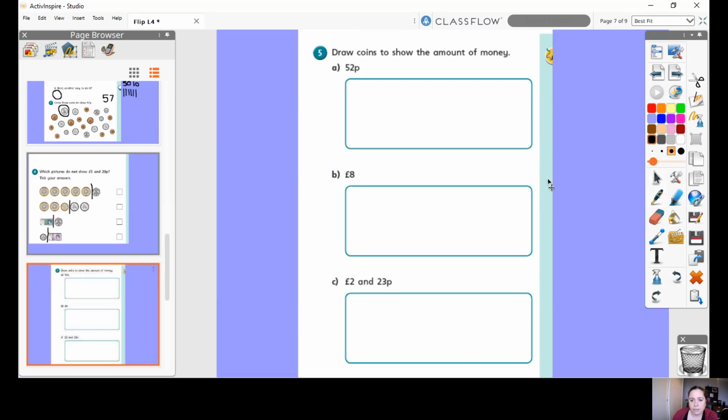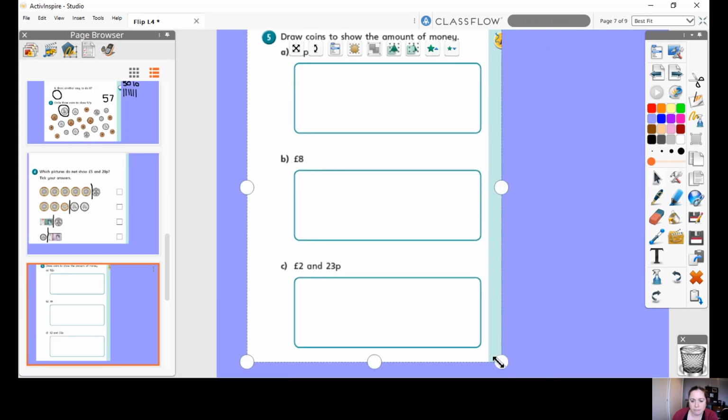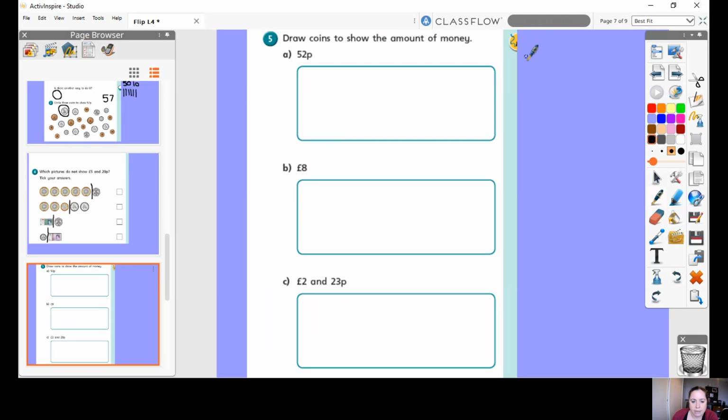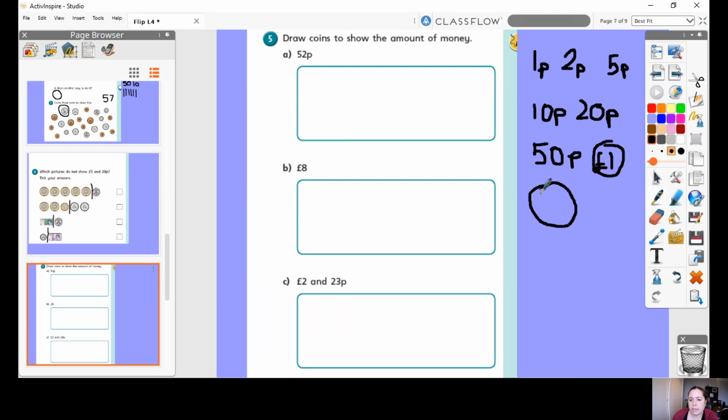Okay, question 5. You've got to draw some coins now to show the amount of money. So don't forget which coins we have. Even if you want to write them down next to you, so that you don't forget. So you could have a 1p, a 2p, a 5p, a 10p, a 20p, a 50p, then we've got £1, we've got £2, which is slightly bigger, and then we've got a £5 note, we've got a £10 note, and you won't need any more for this one.